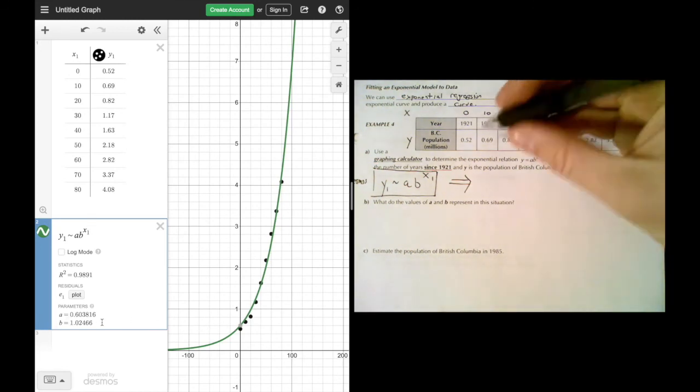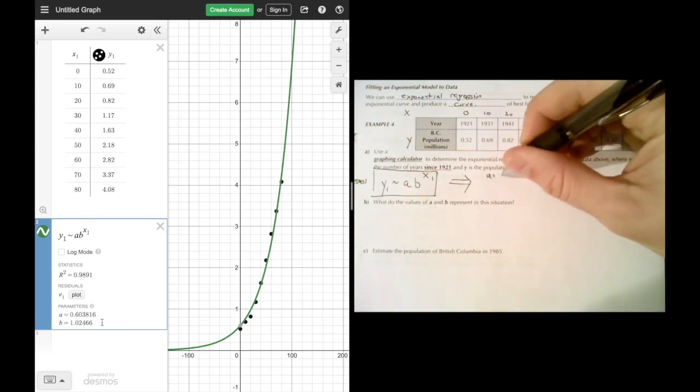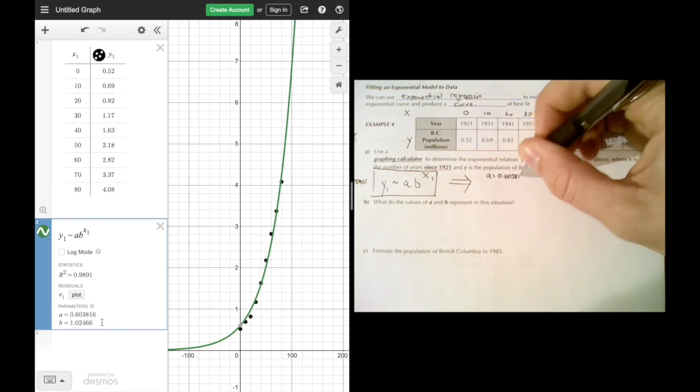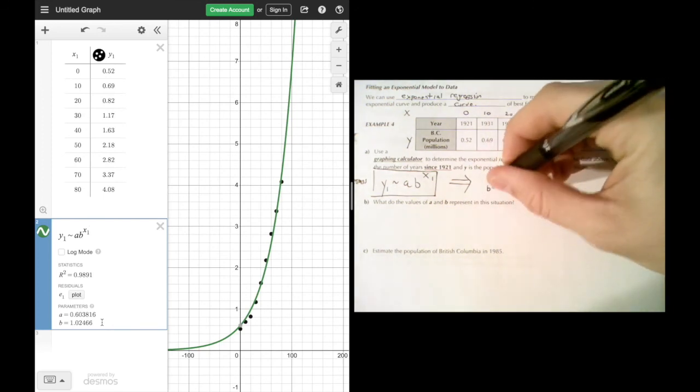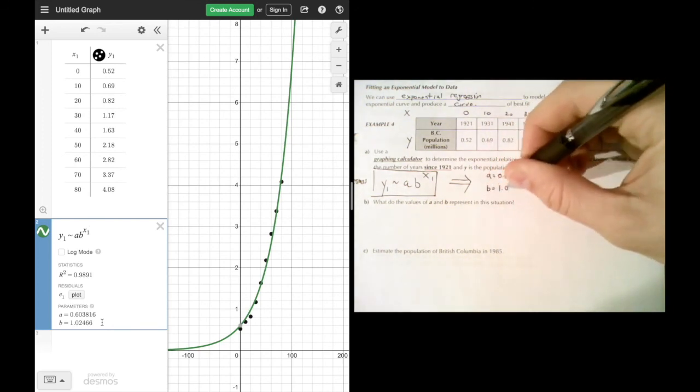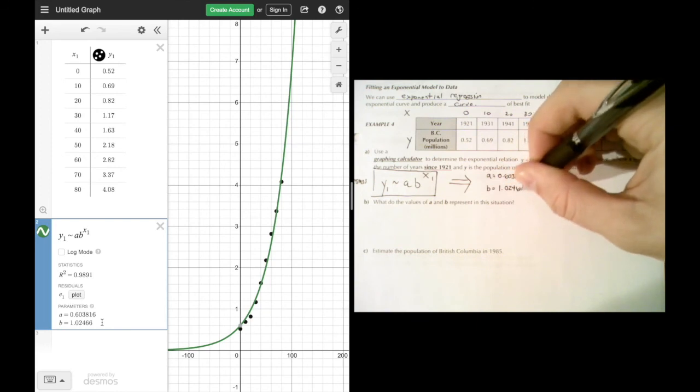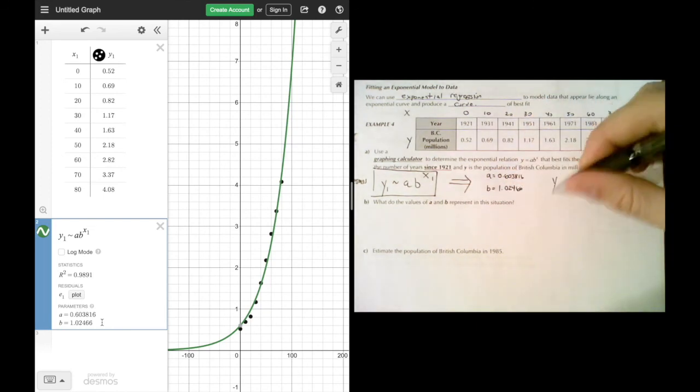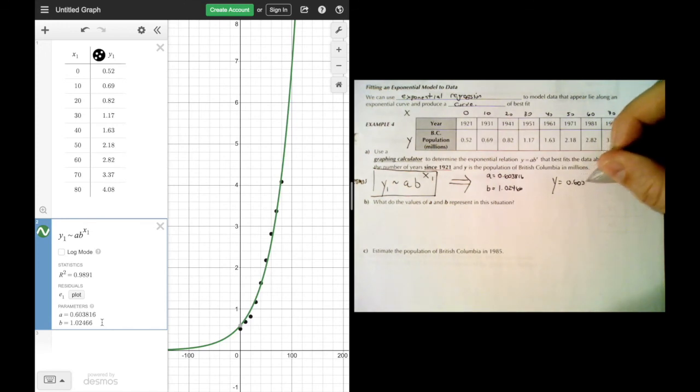So I'm going to write this down. A is 0.603816. I'm going to keep all the decimals. And b is 1.02466. So our equation will look like y equals 0.603816 bracket 1.02466 to the exponent x. There's our equation. So what do a and b represent?